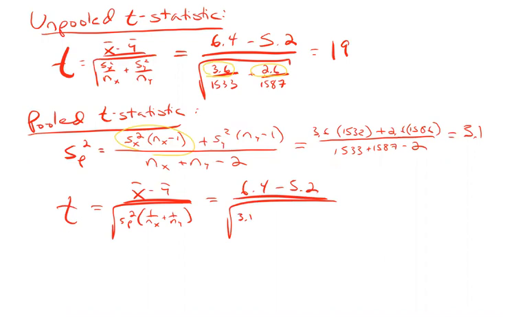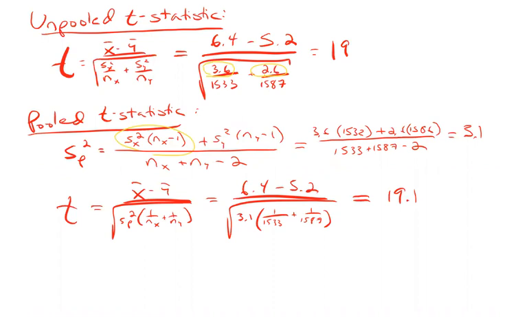So this 3.1 is pretty much in between the 3.6 and the 2.6, as it should be. Okay, so I've got 3.1 times the quantity 1 over 1533 plus 1 over 1587. So I should get a really similar answer in this case, and I do. I get 19.1 with my rounding. Okay, so that's my T statistic under either case.